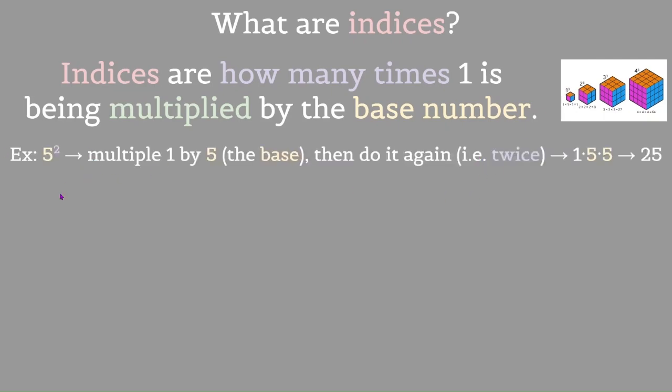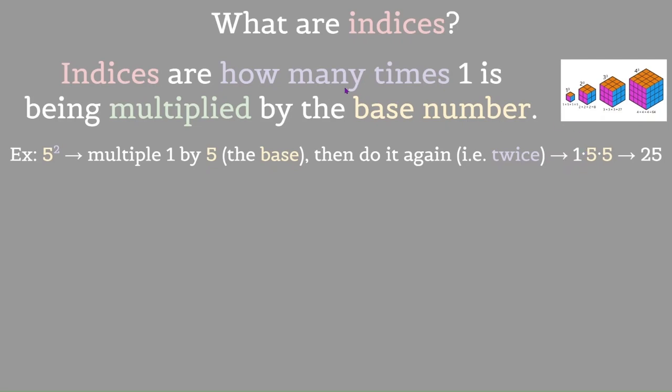Here's another example. 5 is an index of 2. So we multiply 1 by the base, which is 5, right? Multiply 1 by 5, then do it again, because 2 is our index. So we multiply 1 times 5 twice. You can see here, 1 times 5 times 5 equals 25, right? This might not seem important to have this 1 here, but it is. And as we talk about different types of indices, you'll see why that is important.